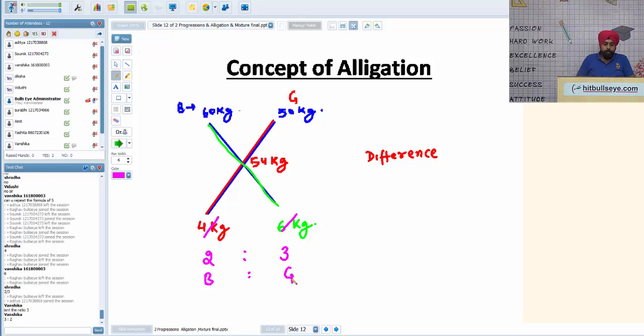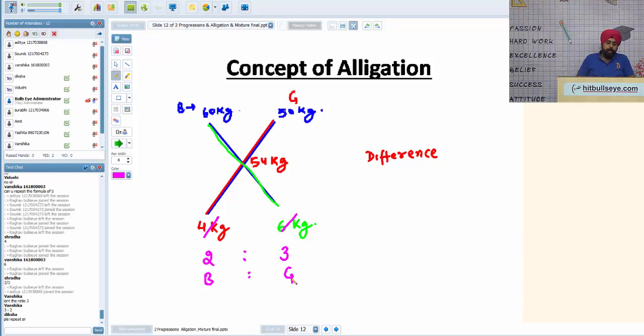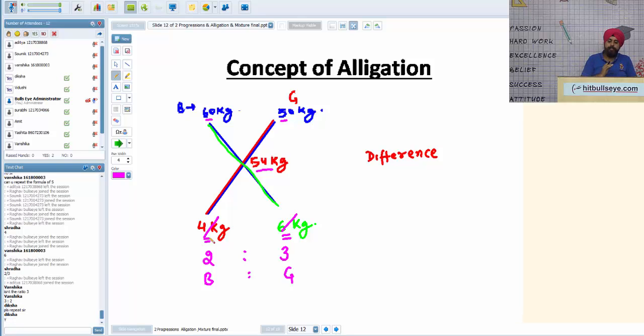No, Vanshika, it is not 3. Diksha, we have to take up the difference the way the lines of cross are moving. You can see here the difference of 60 and 54 has been written here as 6. The difference of 50 and 54 have been written here as 4, and then we take the ratio of 4 and 6, which comes out to be 2:3. So if there are 2 boys, there are 3 girls. Mind it, whosoever stands below what will stands for the same.